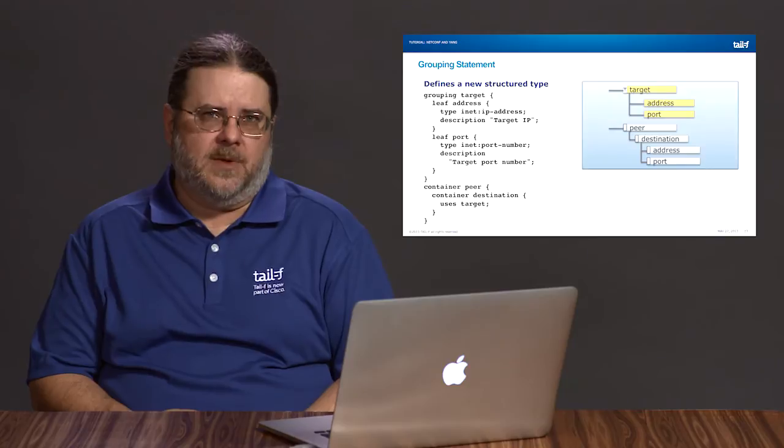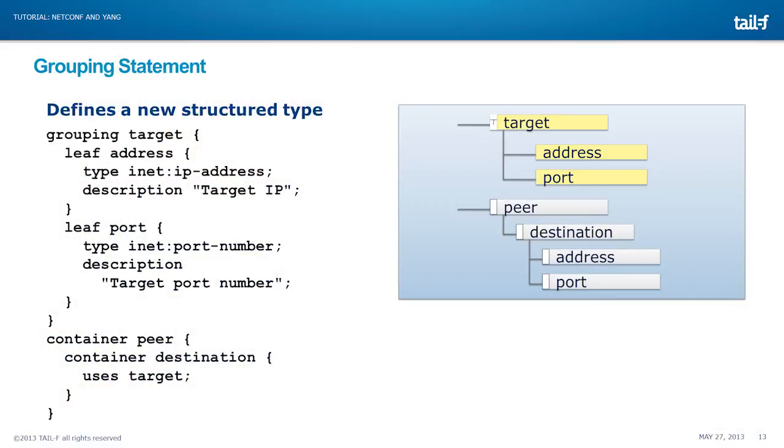The grouping statement. The grouping statement allows us to form a grouping of common types that we often use in our data model. For example, oftentimes you'll use an IP address and port number in combination, instead of having to write, in our Yang module, leaf address, leaf port constantly all over our models. We can instead declare a grouping that we later reuse.